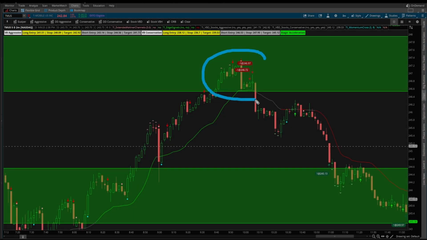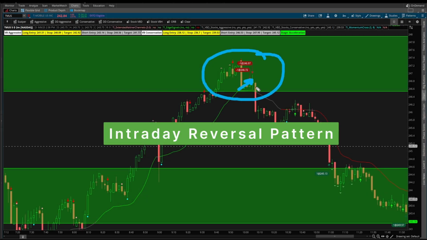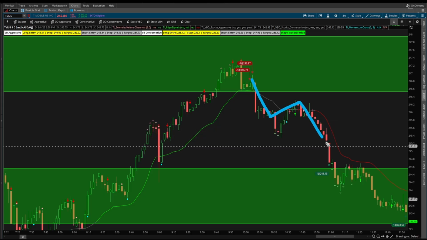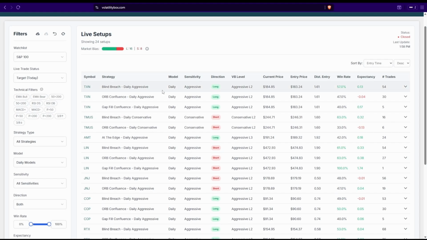T-Mobile set up a really nice short side trade setup here that gave you a simple pattern to take advantage of a really nice plunge. In this video, I want to show you how to spot these yourself. It's quite simple, and as soon as you know how to spot this pattern, you'll be able to find these setups easily. Now for this example, I'm using T-Mobile.